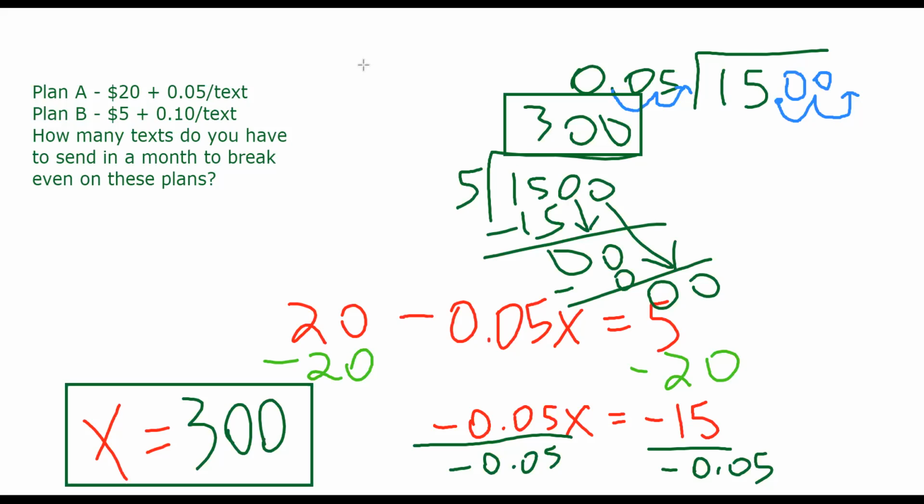What if I send less than 300 texts in a month? You should use plan B, because while it costs more per text, you're not sending so many, and plan B is going to end up being the better plan. This is a very common procedure. This is a very common thing that one ought to do whenever you're analyzing the different kinds of plans you make.